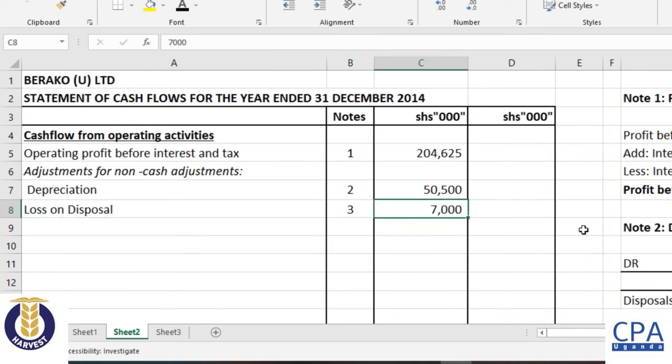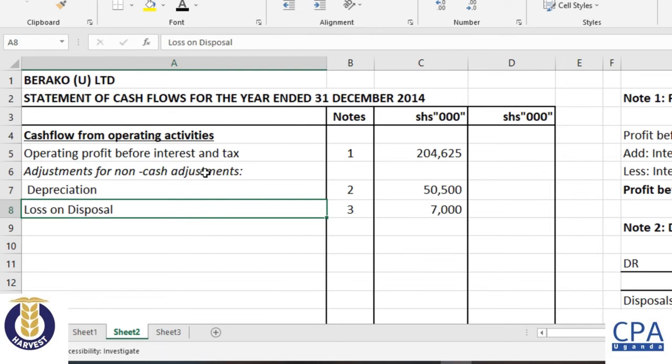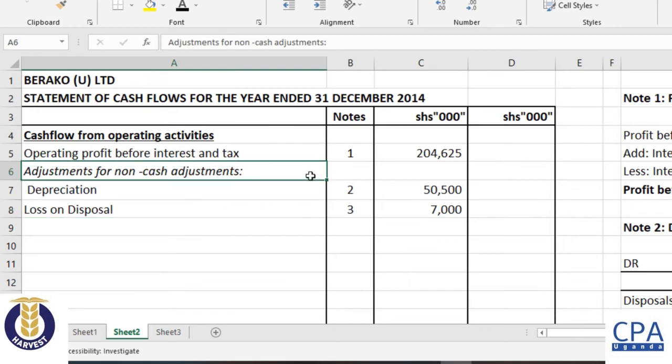It is supposed to be added back because this was initially deducted as an expenditure according to the rules of accounting. We're supposed to recognize this loss on disposal, yet it is not a cash item. So by adding it back, I try to cancel out that deduction, which is a non-cash item. So all in all, those are the non-cash items that we are supposed to bring to our cash flow statement.